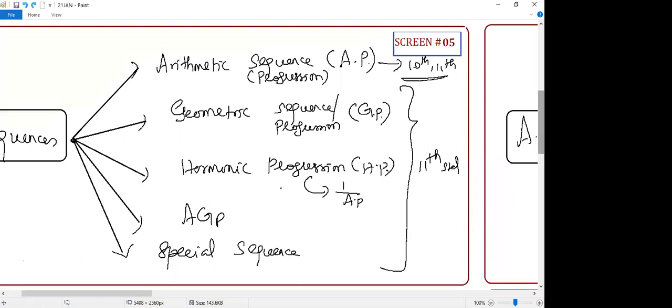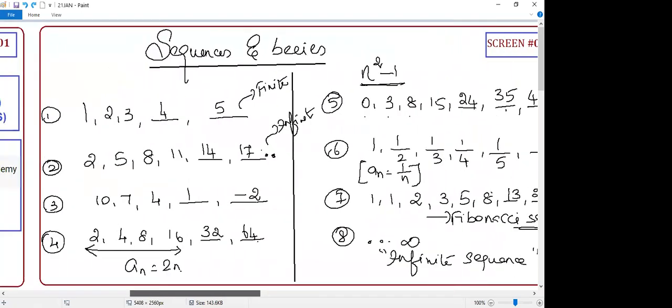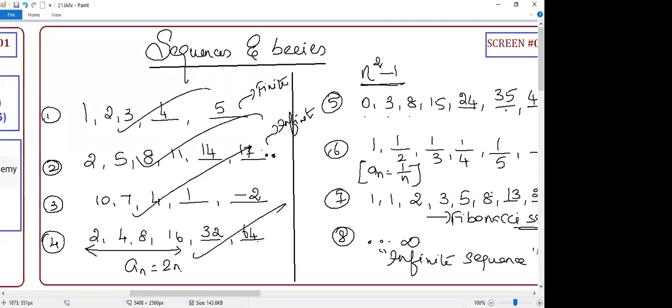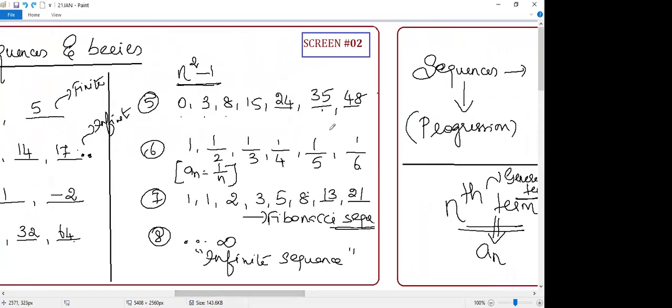Guys, I'll tell you, okay? I think I have an example here. This is AP, this is AP, this is AP, and this is GP, because the ratio is the same: 4/2 is 2, 8/4 is 2. Like this, guys, this is your HP. Why, sir? If you take the reciprocal of this, what will you get? 1, 2, 3, 4, 5. So the reciprocal is an AP. The moment the reciprocal is an AP, the given sequence is called HP. How will you qualify this HP? You have to take the reciprocal of the sequence.